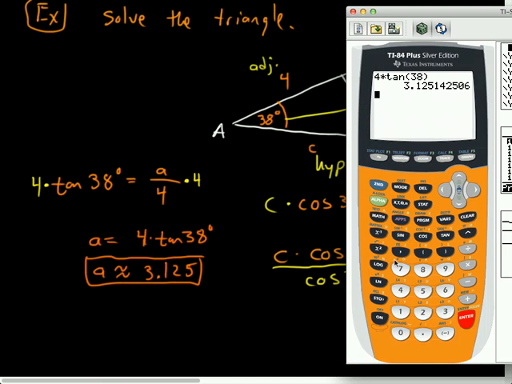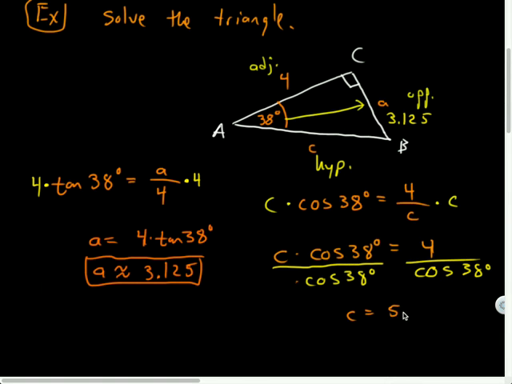So I'm going to do 4 divided by cosine of 38. So notice it isn't multiplication this time. I get 5.076. 5.076 is what I end up getting. And C is technically approximately equal to that, because I used an abbreviated version of it.